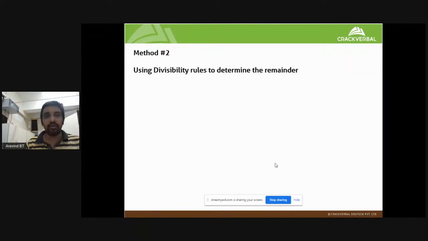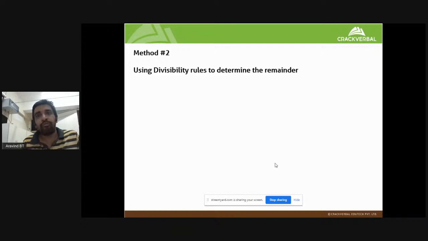All right, what's the next method? The next method is to use divisibility rules, right? These are divisibility tests that you may have learned when you were learning the basics of divisibility, right? For example, the divisibility test for 3 says that the sum of the digits should be divisible by 3. The divisibility test for 5 says that the units digit should be 5 or 0.